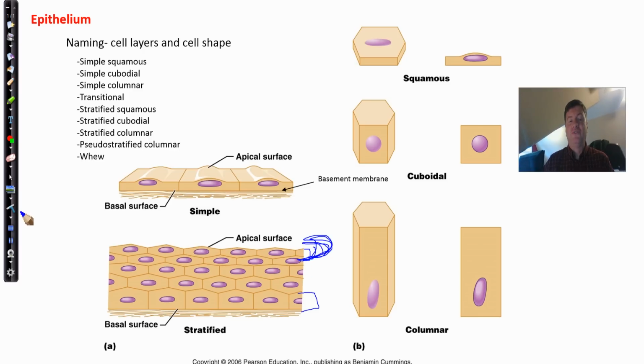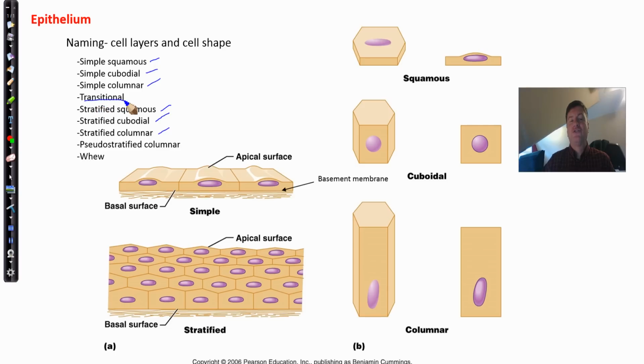Otherwise, you might get confused and name it something else. So here we have simple squamous, one layer thick of flat cells, simple cuboidal, one layer thick of cube-like cells, simple columnar, one layer thick of column-like cells, stratified squamous, stratified cuboidal, and stratified columnar. These are all going to be multiple layered cells of epithelium. And then there's a couple of exceptions.